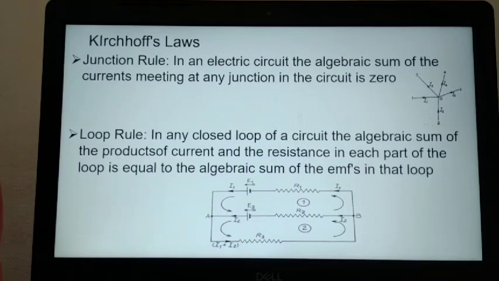So when you are moving, you can move either clockwise or anti-clockwise through the loop. When you are moving along the direction of the current, that current you count as negative, and if you move in the direction opposite to the current, that current you take as positive. And when you are moving in a particular direction and meeting an EMF, a cell, if you meet the negative terminal first, then that EMF is negative, and if you meet the positive terminal first, that EMF you take as positive. So that is an easy technique to find out which is positive or negative for current and voltage. Okay, so that is Kirchhoff's laws.